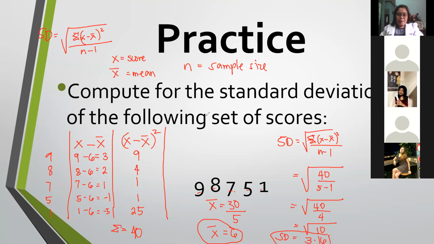When you say mean, you just have to add the scores. So 9 plus 8 plus 7 plus 5 plus 1, that is equal to 30. Then you divide it by the number of scores, meaning how many they are. So 1, 2, 3, 4, 5. So it is 5 as well. And that is why your mean is 6. And when you see x with a bar on top, that refers to the mean.